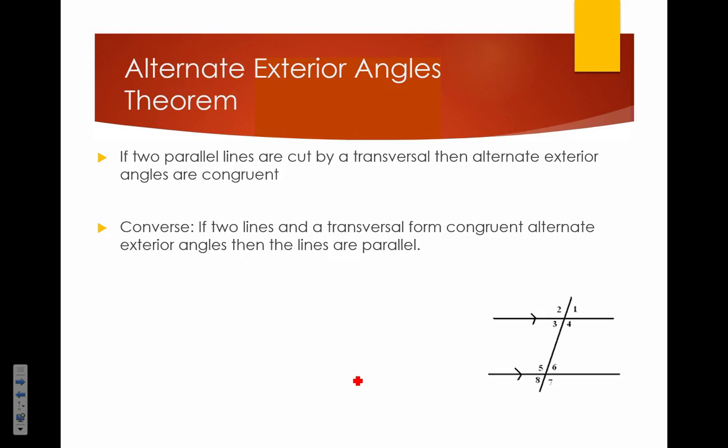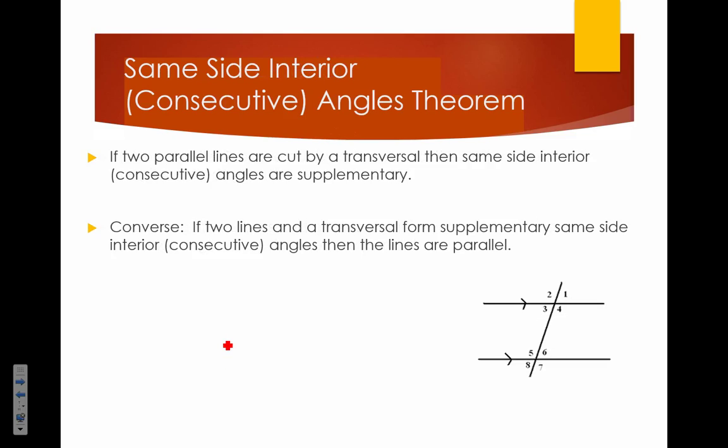The next, alternate exterior, the converse: if two lines and a transversal form congruent alternate exterior angles, then the lines are parallel. And the last, the same side interior or consecutive angles theorem: if two lines and a transversal form supplementary same side interior or consecutive angles, then the lines are parallel. So remember that if 4 and 6 add up to 180, then we can say that the lines are parallel. So they've got to add up to 180. And the same with angles 3 and 5.